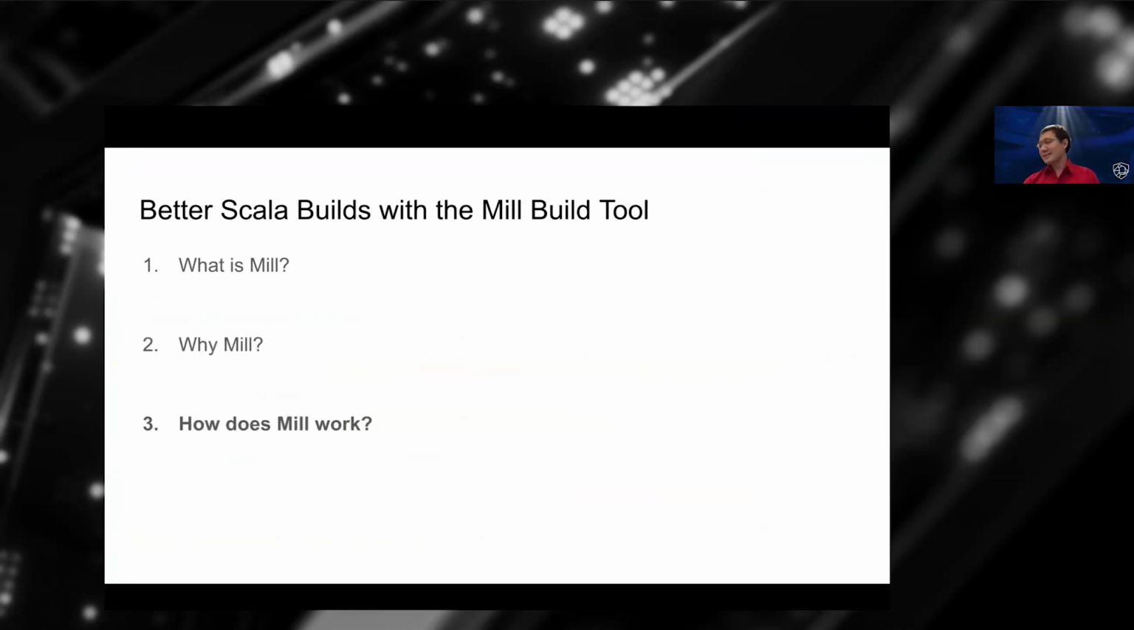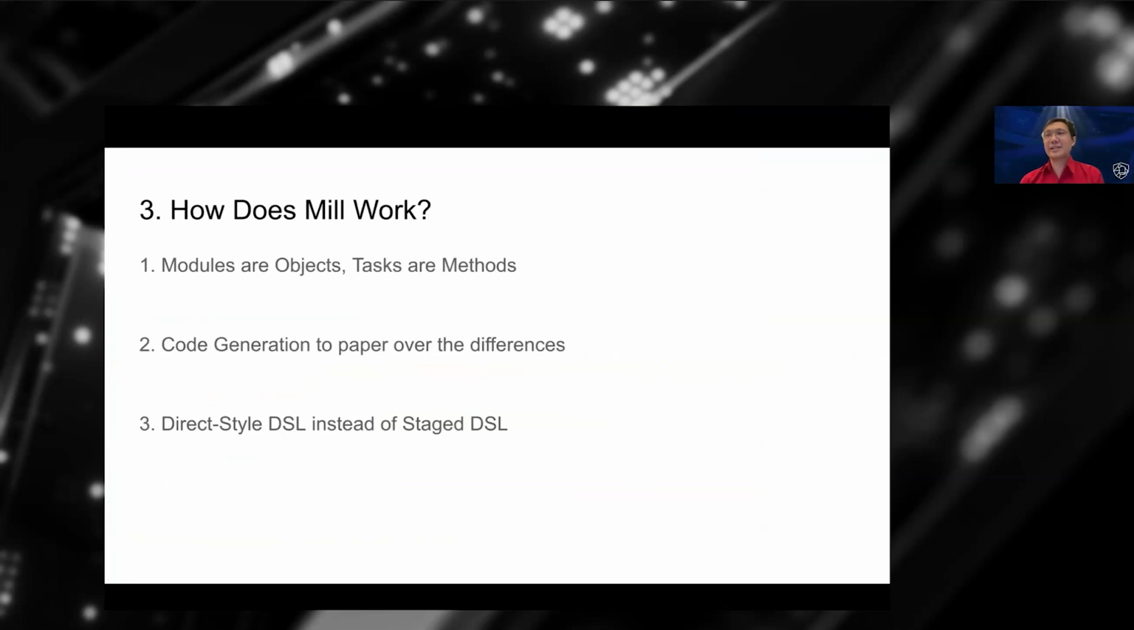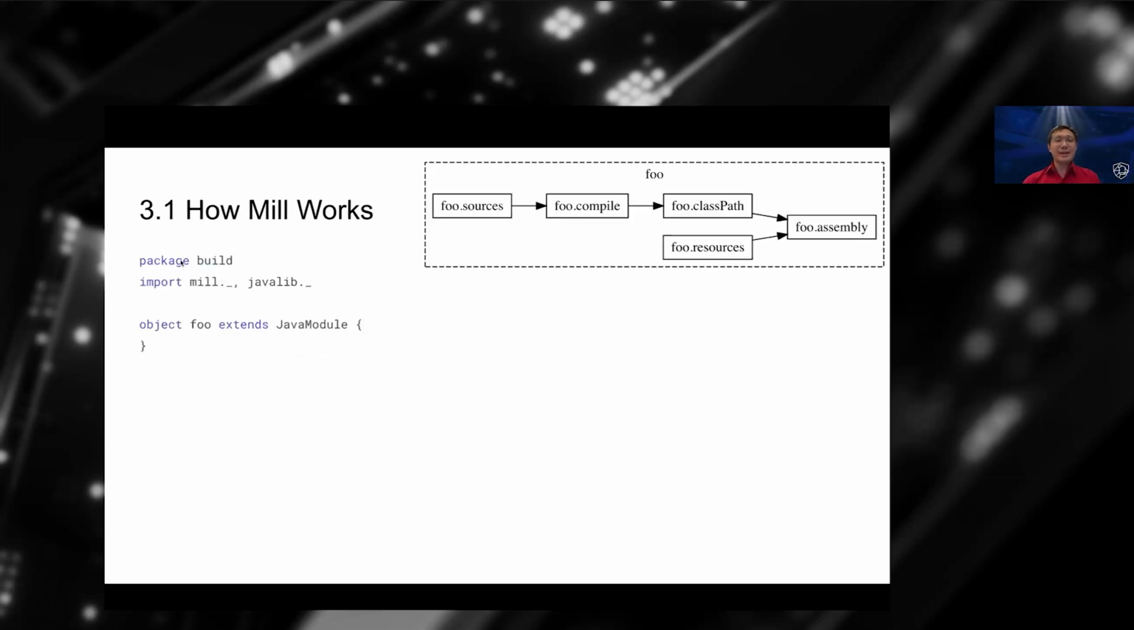For the last few minutes, let's talk a bit about how Mill works. There are 3 sections here that I'll go through in turn. First, the idea that in Mill, modules are just objects and tasks are just methods. So on the left, you see this minimal foo Java module.